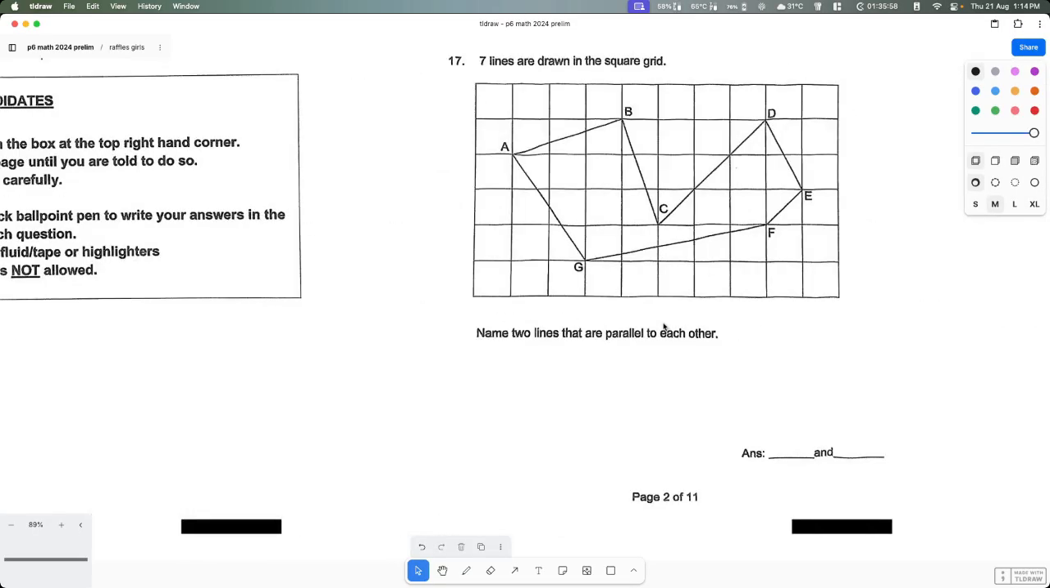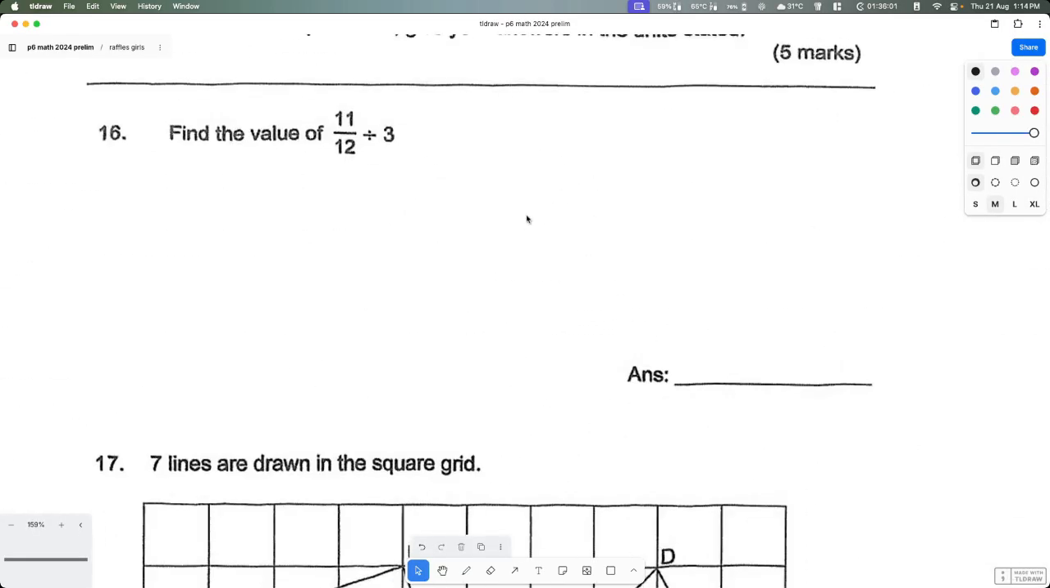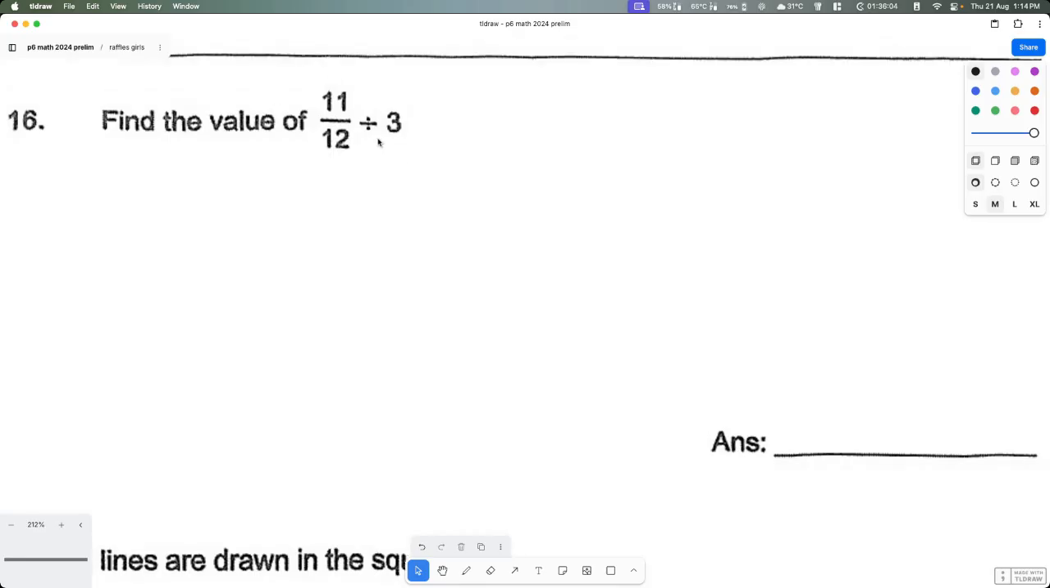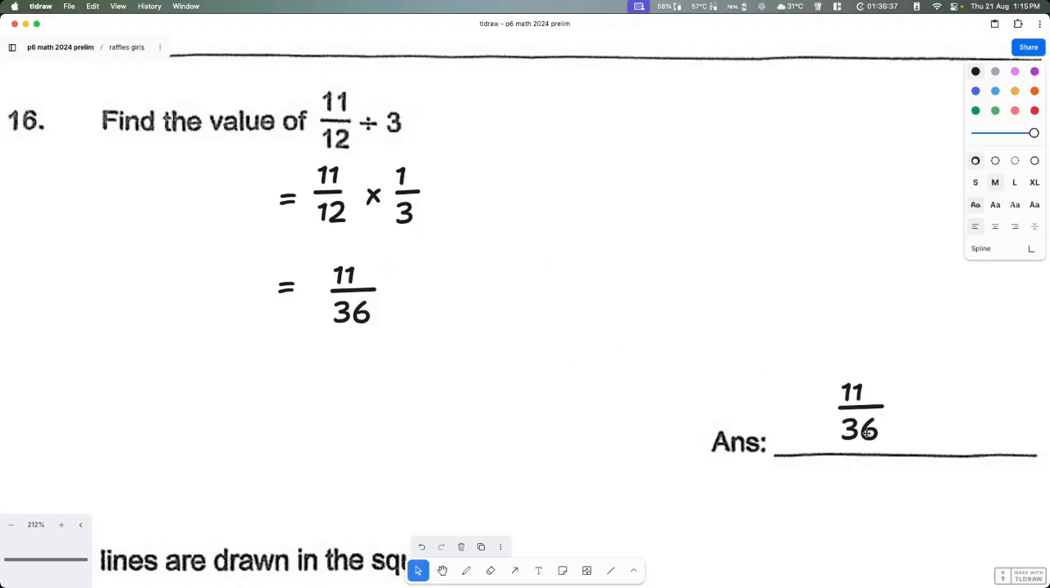Let's move on to question number 16. Find the value of 11 out of 12 divided by 3. So this is equal to 11 out of 12, and then divide, we flip it to times, and then 3, we flip it to 1 over 3. That's what you see over here. Then we just multiply to each other like this. What would this become? This will then become 11 out of 36, so 3 times 12 is 36. There you go. So that's your answer, 11 out of 36. Let's move on to the next question.